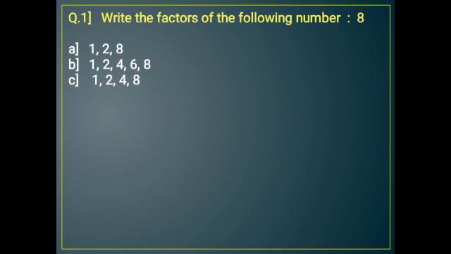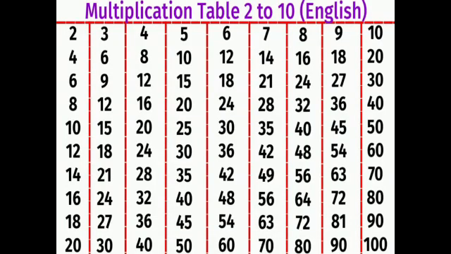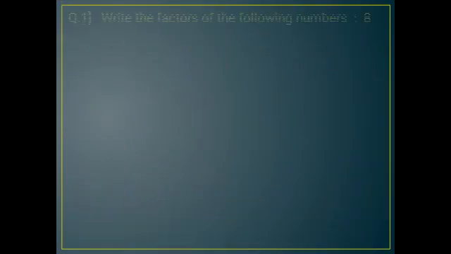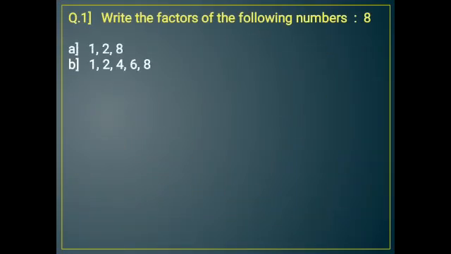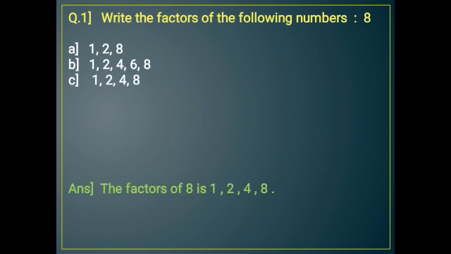So, which are the factors, that is, we have to find in which tables the number 8 goes. So we can see here, that 8 goes in 2's table, 4 and 8 itself. So the answer is what here? You can see in option C, that is 1, 2, 4, 8. The factors of 8 are 1, 2, 4, 8. So option C is correct.